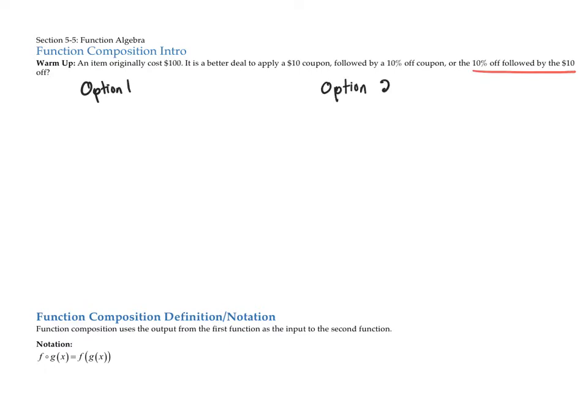In option 1, we start with our $100 base price. We take off $10 and we end up with $90. And then we're going to take that $90 and take off 10% of that. Another way of thinking of that is we're taking 100% and taking away 10%, so we end up with 90%. And if we do 90% of $90, we end up with $81 as our final purchase price.